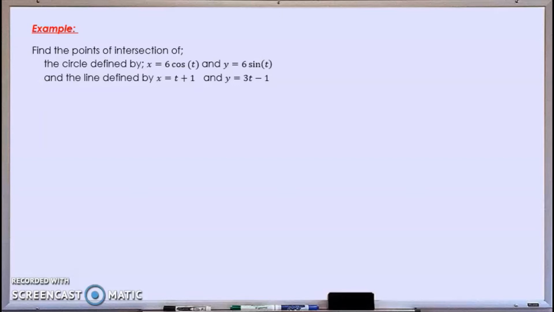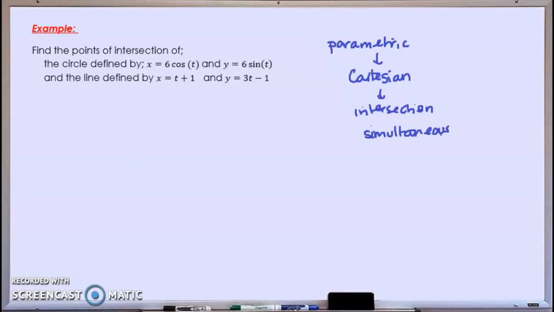We're being asked here to find points of intersection between two relations. They're both given to us in terms of parametric equations. And the strategy to deal with this is to start with our parametric equations and turn them into Cartesian coordinates. Then find our points of intersection using simultaneous equations. So this is what we're going to do.